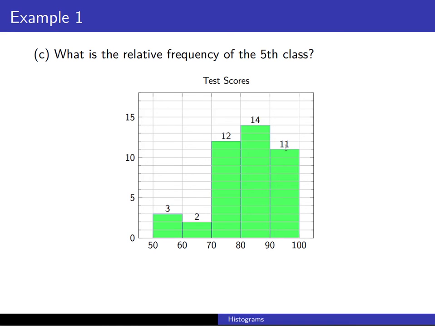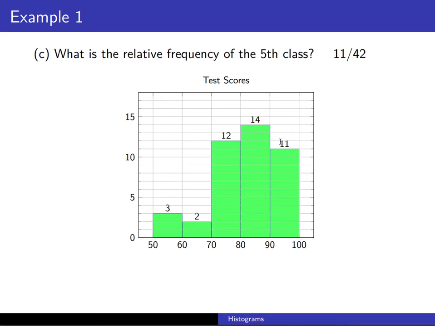And to find the total, we'll just add up all the heights of all the bars. We have 3, 5, 17, 31, 42. So we have 11 out of 42 as the relative frequency of the fifth class. And again, we could find the relative frequency of any class now that we know the total by just putting that height of the bar above 42.